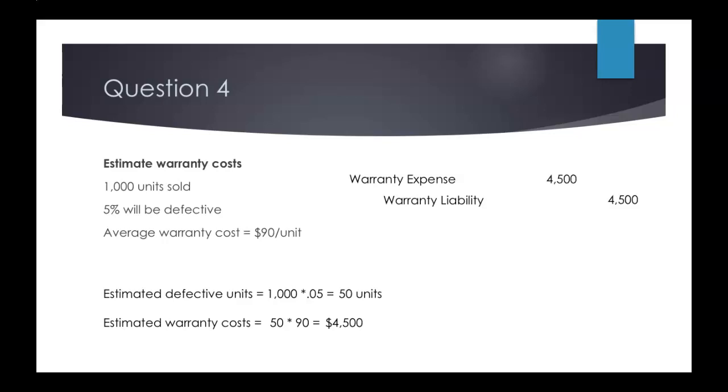That's our $4,500. Let's look at it from the point of view of the warranty liability. We estimated that we're going to have to pay out $4,500 in warranties. Well, another way to look at that is that we are liable for $4,500 worth of warranty costs. So we need to make that liability increase. We also want to make our expense increase because we sold these units in this year. So we have to record that expense for this year.